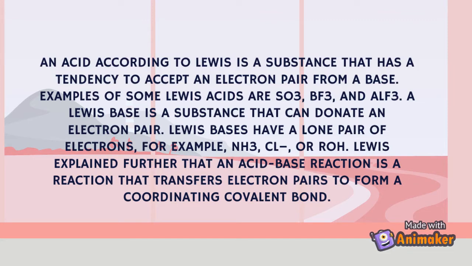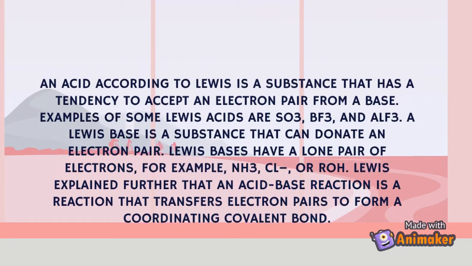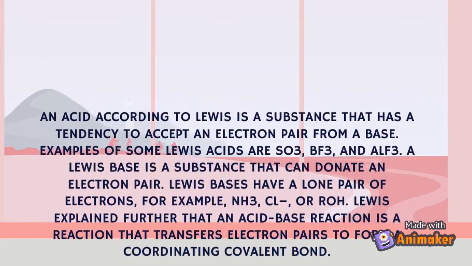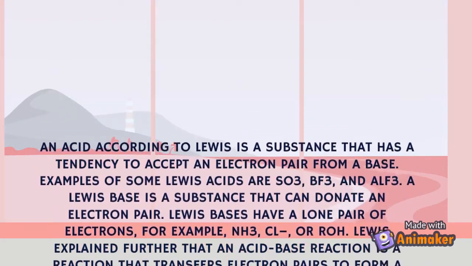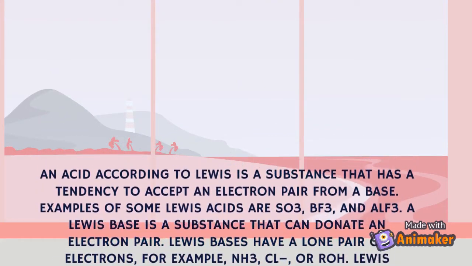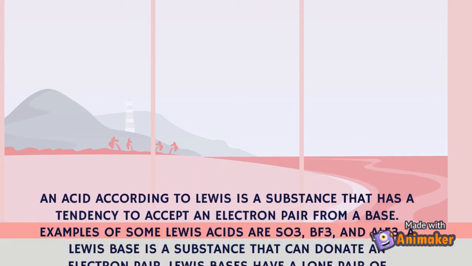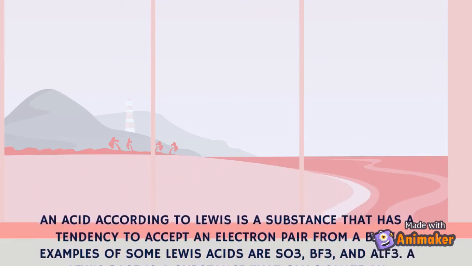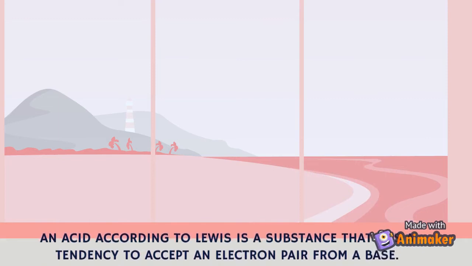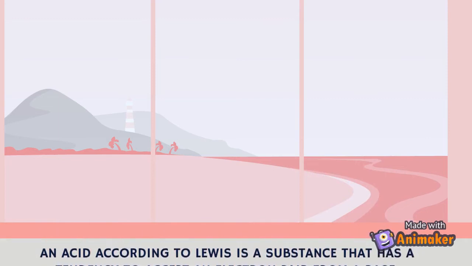A Lewis base is a substance that can donate an electron pair. Lewis bases have a lone pair of electrons, for example, ammonia and chloride ion. Lewis explained further that an acid-base reaction is a reaction that transfers an electron pair to form a coordinate covalent bond.